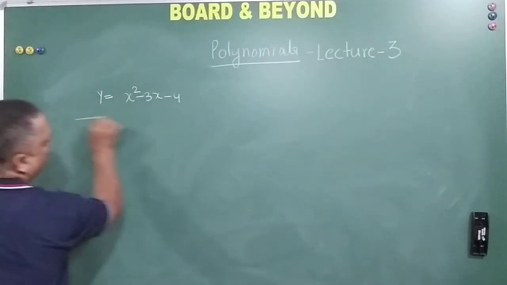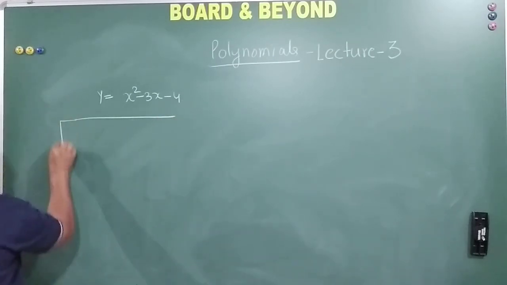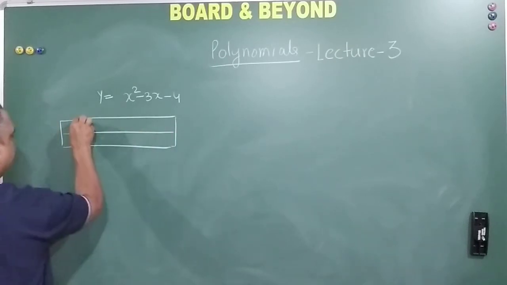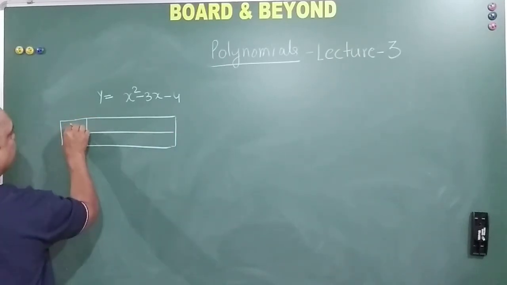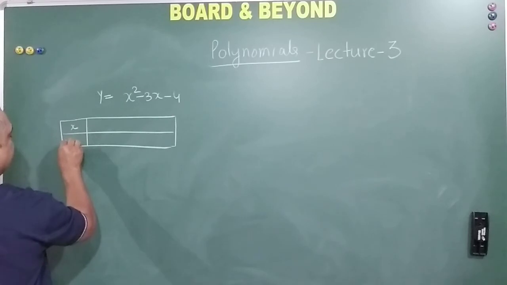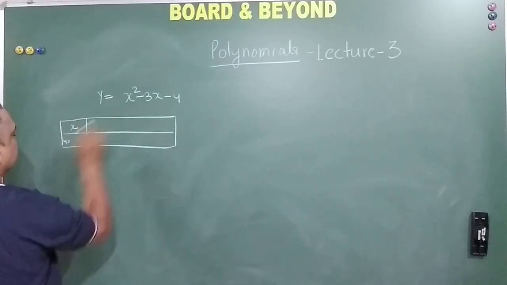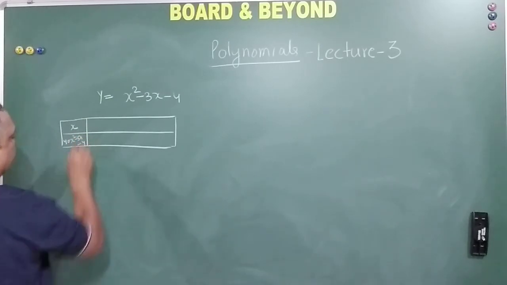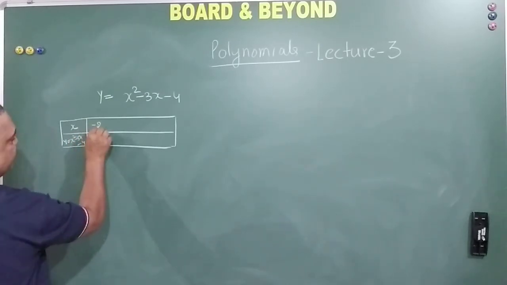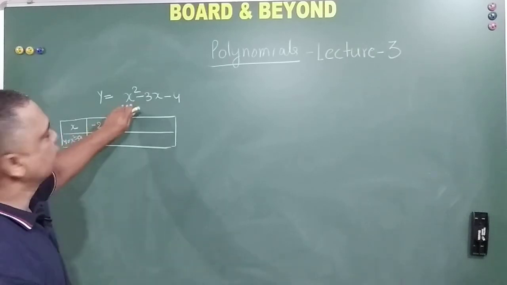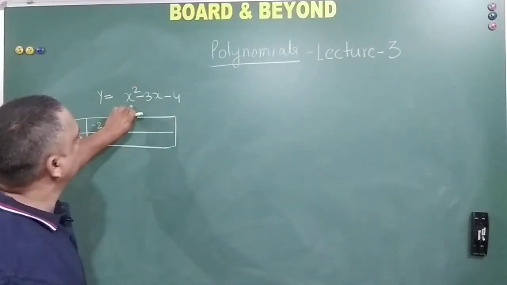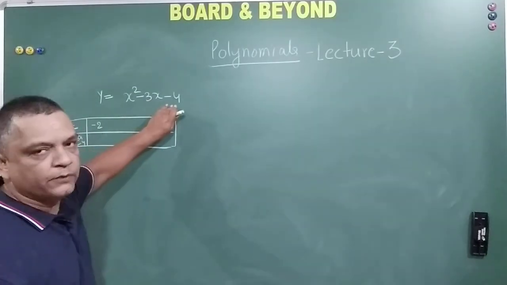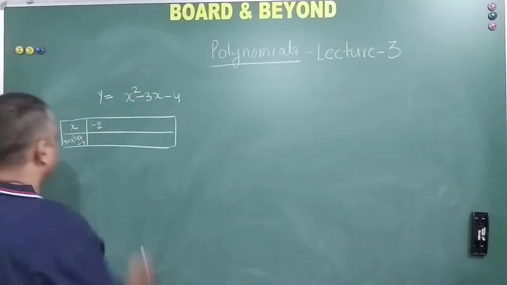Okay. So, like we did in the previous example, we just make a table here. So this is x and this is y is equal to this function, x square minus 3x minus 4. So let's start with minus 2. When we place minus 2, this becomes 4. This becomes plus 6. 4 plus 6 is 10. Minus 4 is 6.